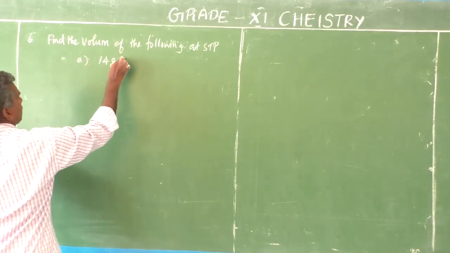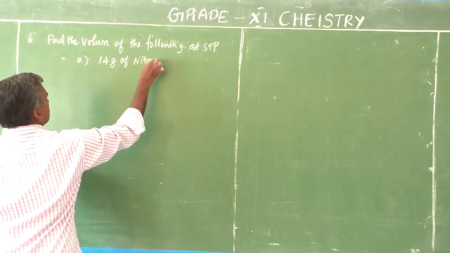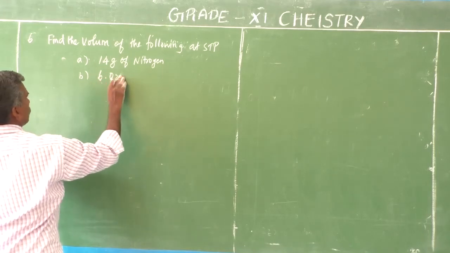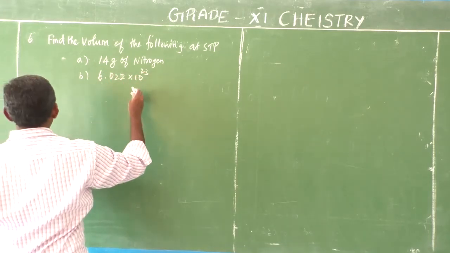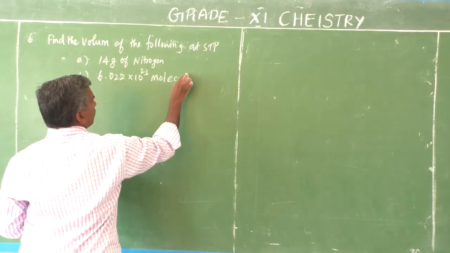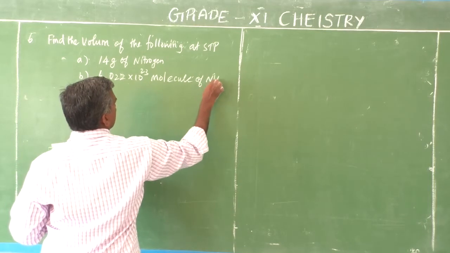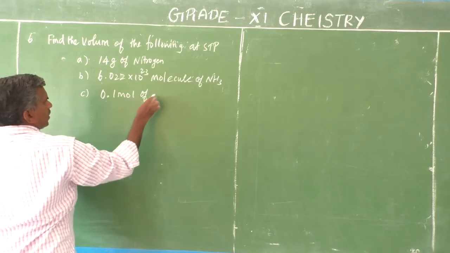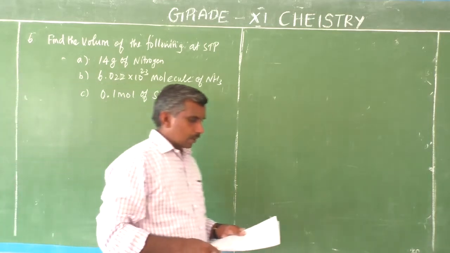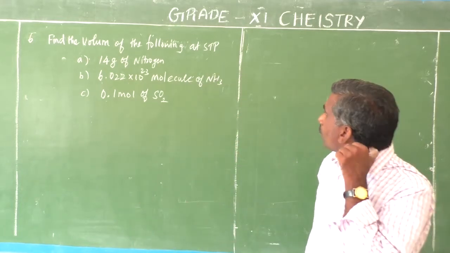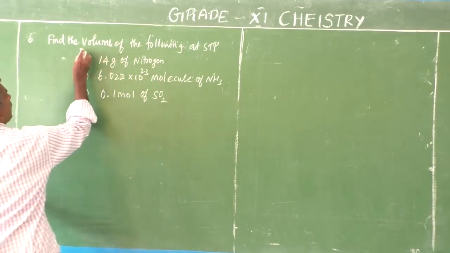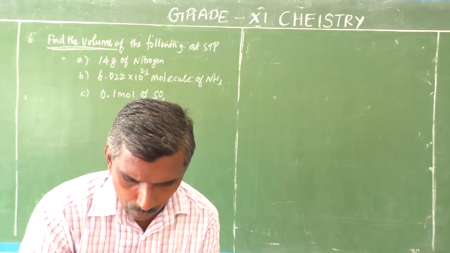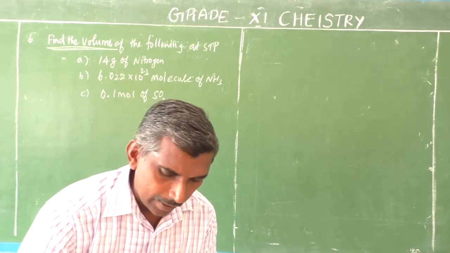Question A: 14 gram of nitrogen. Question B: 6.022 into 10 power 23 molecules of ammonia. Question C: 0.1 mole of sulfur dioxide. So here are three different problems. Question, what is the question? Find the volume. So we are calculating volumes.